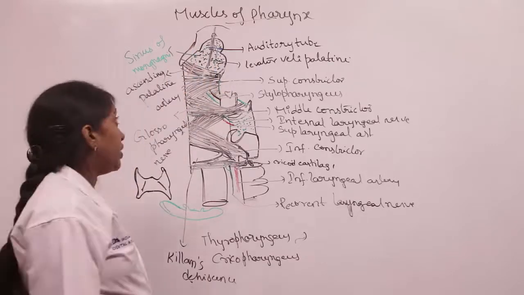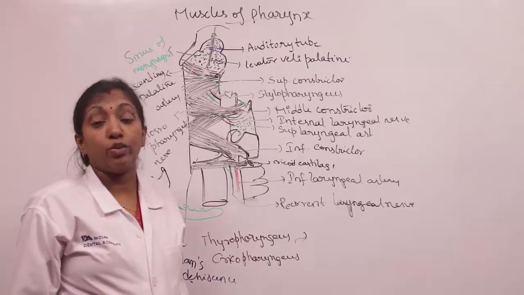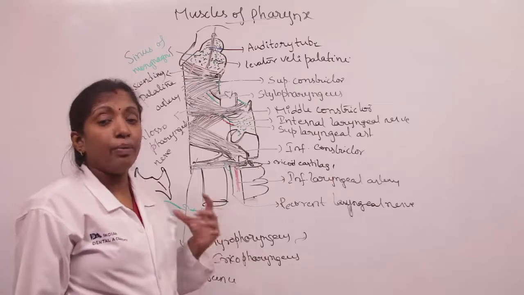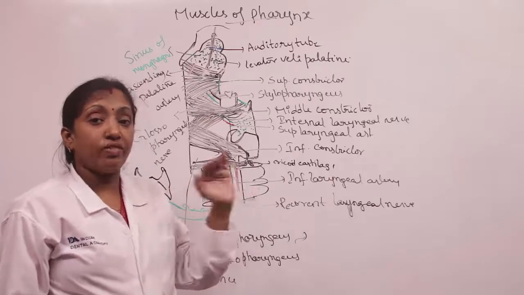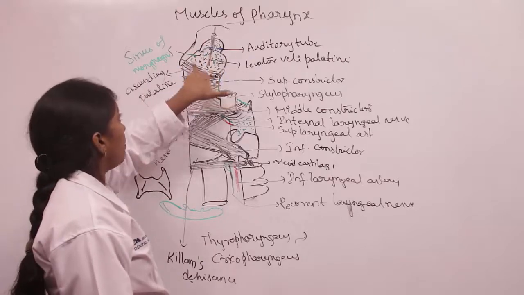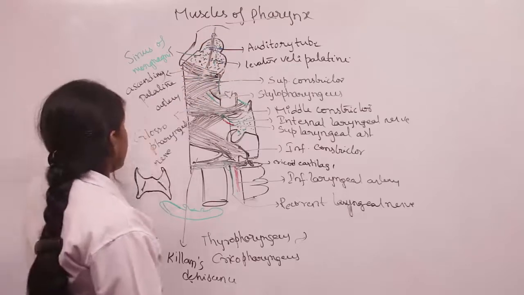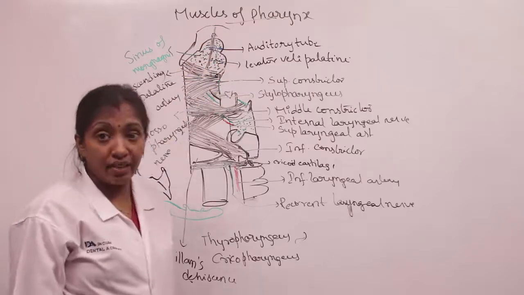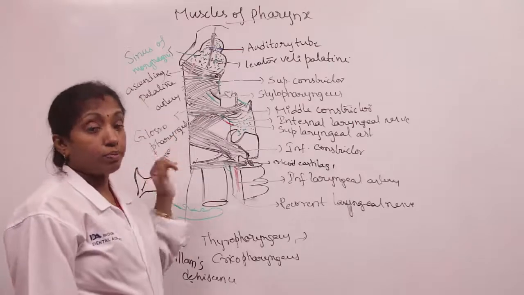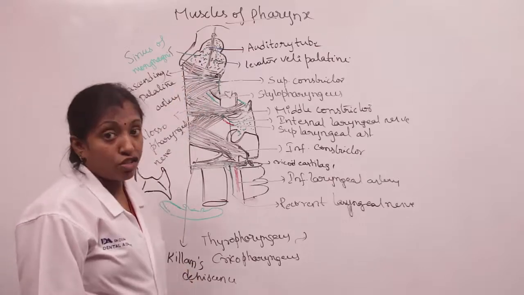We know that the auditory tube communicates the anterior wall of the tympanic cavity with the lateral wall of the nasopharynx to maintain the equilibrium of air pressure on either side of the tympanic membrane. So that is the auditory tube, which passes between the upper border of the muscle and the base of the skull. Auditory tube, levator veli palatini, the ascending palatine branch of the ascending pharyngeal artery, and the ascending palatine artery, which is a branch of the facial artery. These are the structures we can see in the sinus of Morgagni.